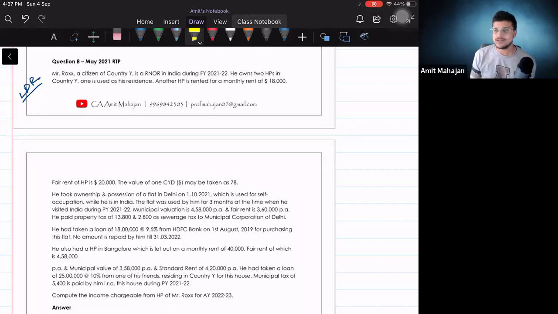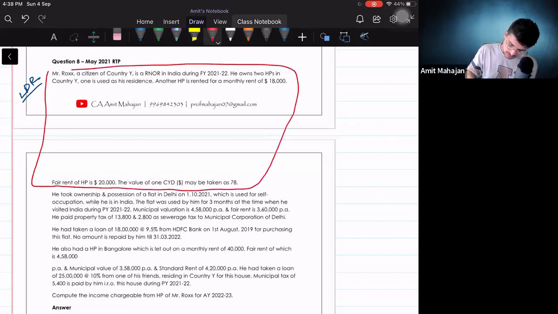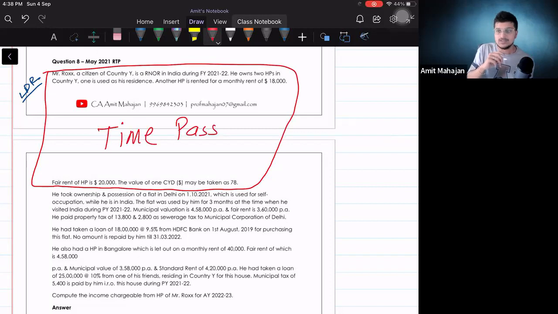Read each and every point very carefully. Identify why that point is given.